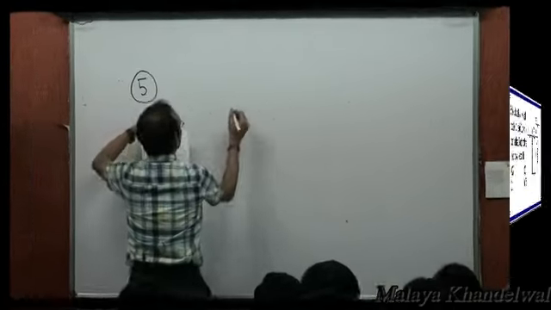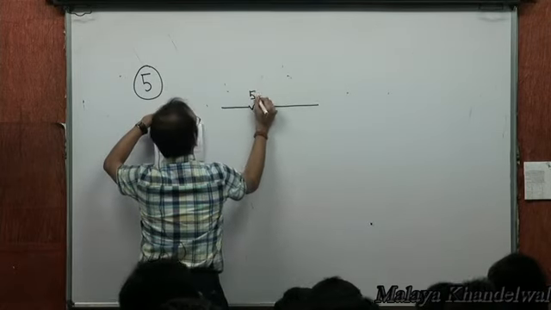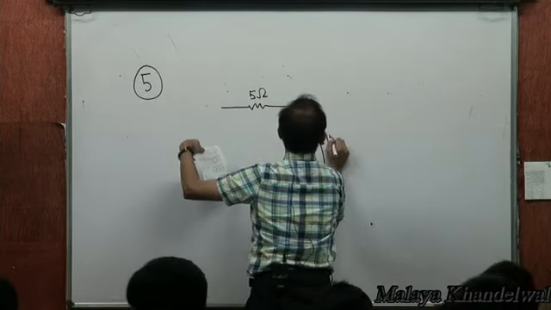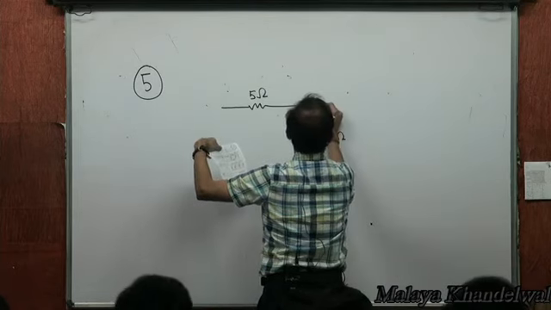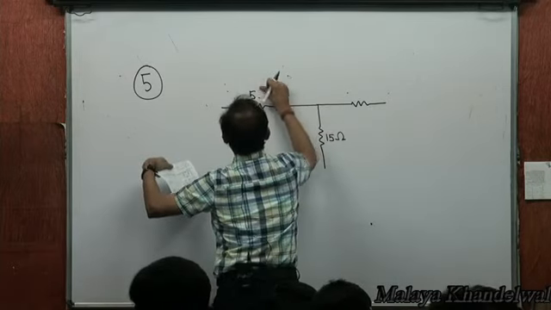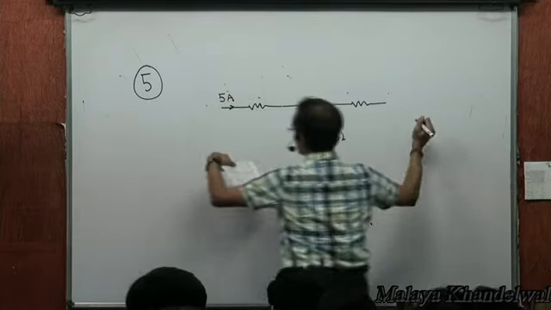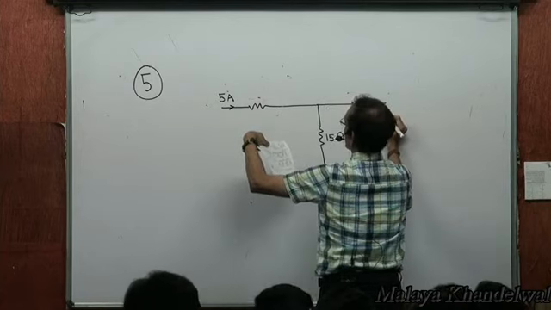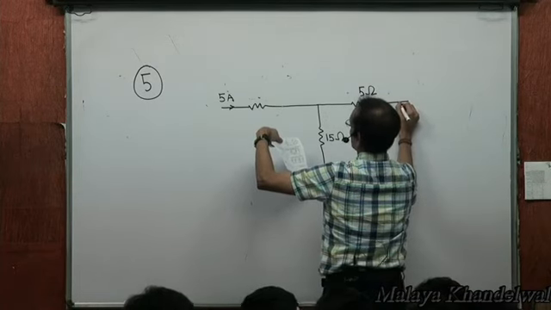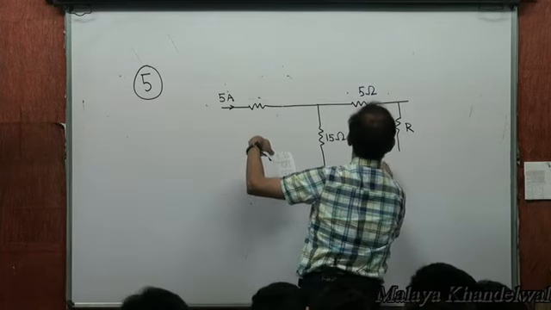Okay, now we have a network in problem number 5. This is 5 ohms. 15 ohms. There is a 5 amp current. The resistance is not known. Then there is this 5 ohms here. There is R here. There is a battery like this, 100 volts.